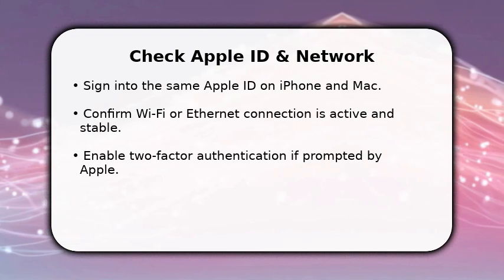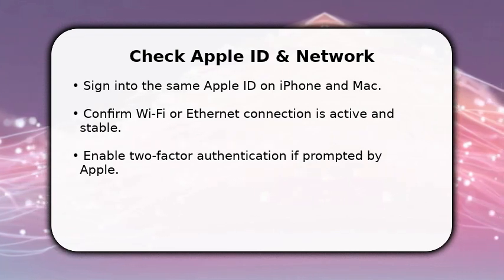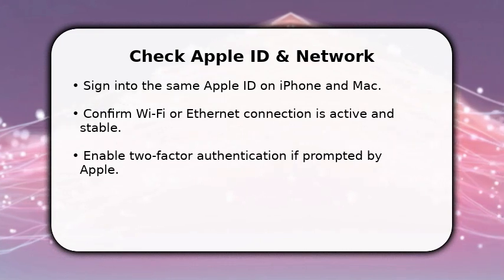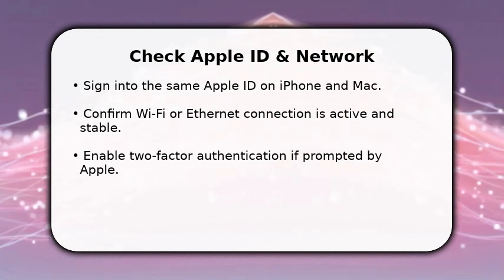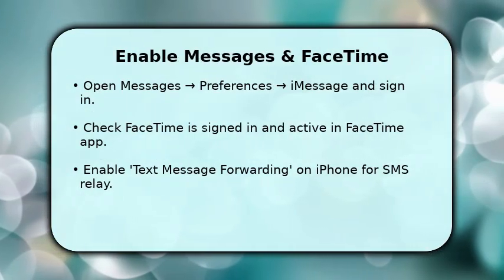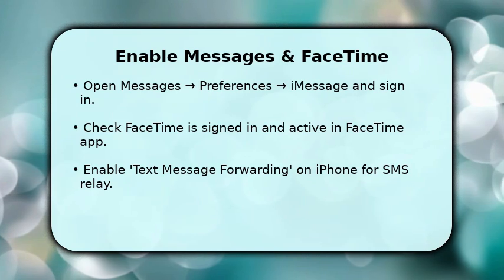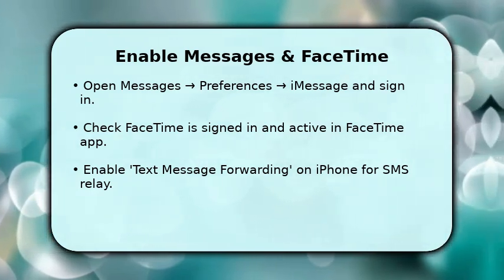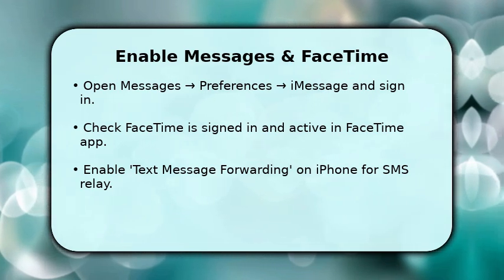Now open Messages on the Mac. You're ready for the next configuration step, and to confirm settings converge between devices. Now you configure services that exchange messages. On the Mac, open Messages, go to Preferences, then iMessage. Sign in or click Sign out and back in to refresh the token. This often fixes stale authentication.